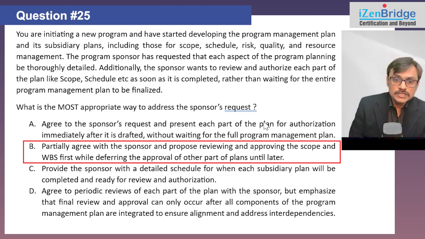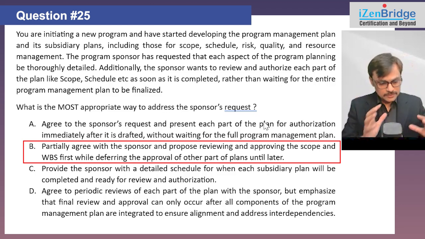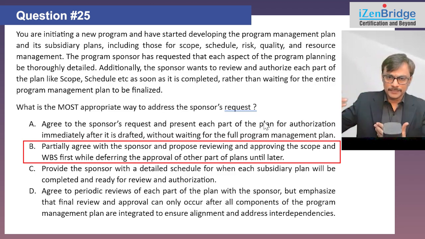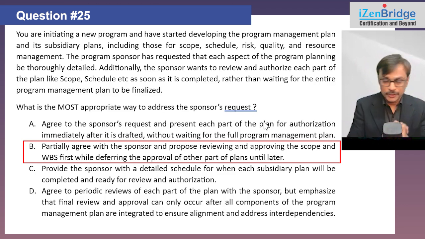Option B, partially agree with the sponsor and propose reviewing the approval of scope and work breakdown structure first, while deferring the approval of other parts of the plan until later. Actually better than A. But it is assuming that the scope is the foundation of everything. So we can probably review the scope first, and then we will talk about scheduling, the budget part, the legal part, or the procurement, or other aspects of program planning. Yeah, it is kind of a middle approach. But in general, I want to have a more holistic approach. But this is a candidate option. Option B is a candidate option.